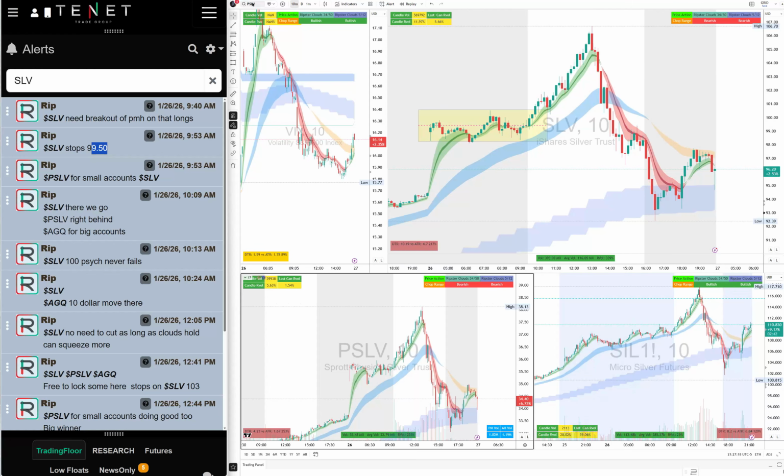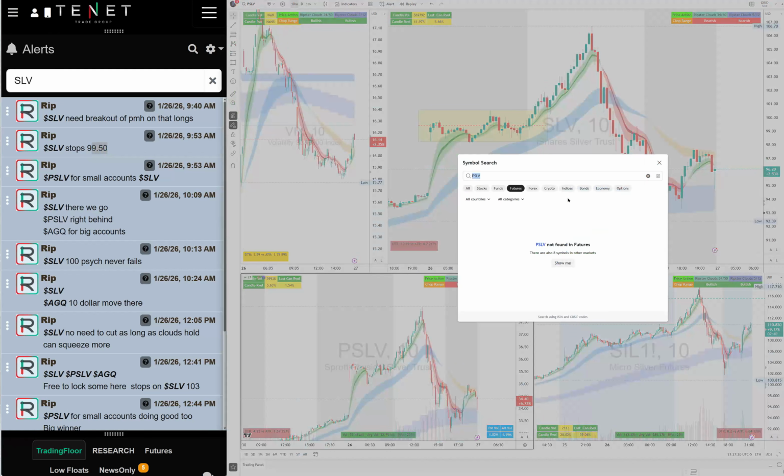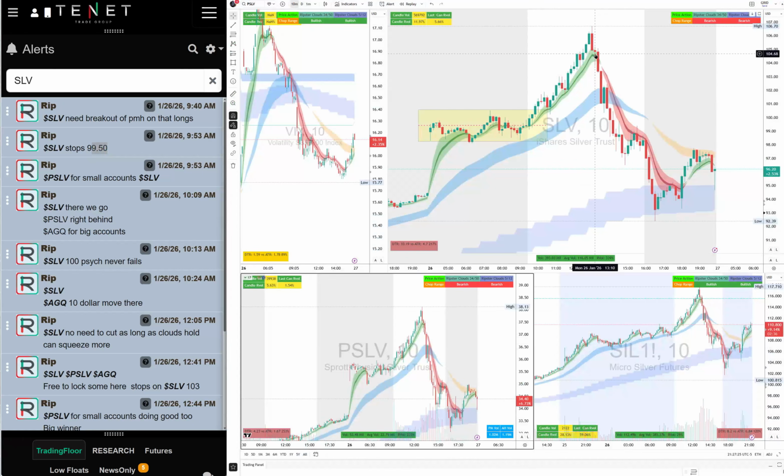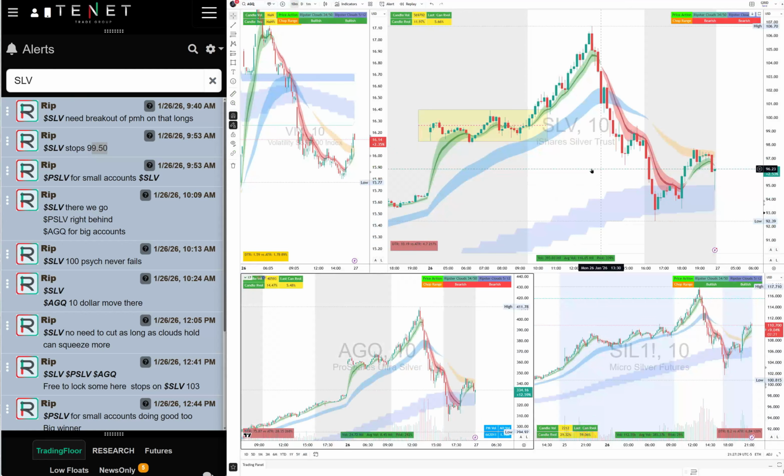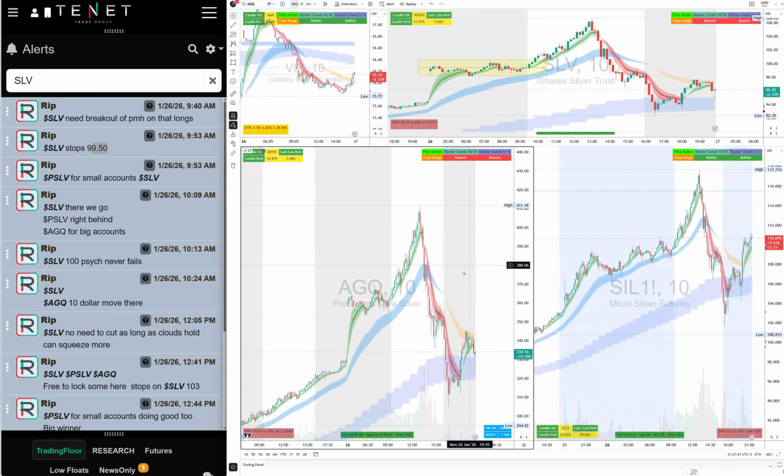The options on silver, the 101 calls, went 500%. You could literally spend $1,000, and by the middle of the day, you could make $4,000. So that was the setup. That was a really good setup on the options and on trading silver. So we were trading SLV, we were trading PSLV, and we were also trading AGQ. And just like I said, we planned everything in the pre-market.